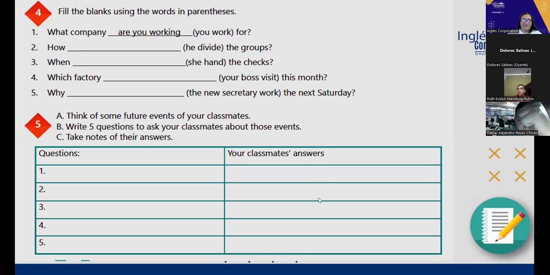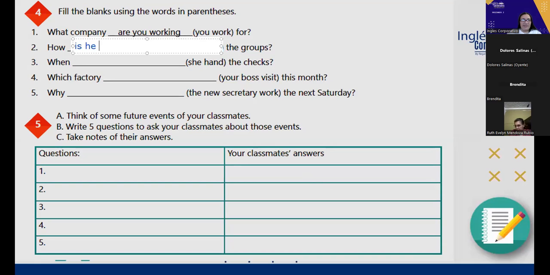Okay. Wait a second. What company are you working for? Number two. How is he dividing the groups? Is he dividing the groups? That's correct. Dividing. How is he dividing the groups? Yes. Number three.